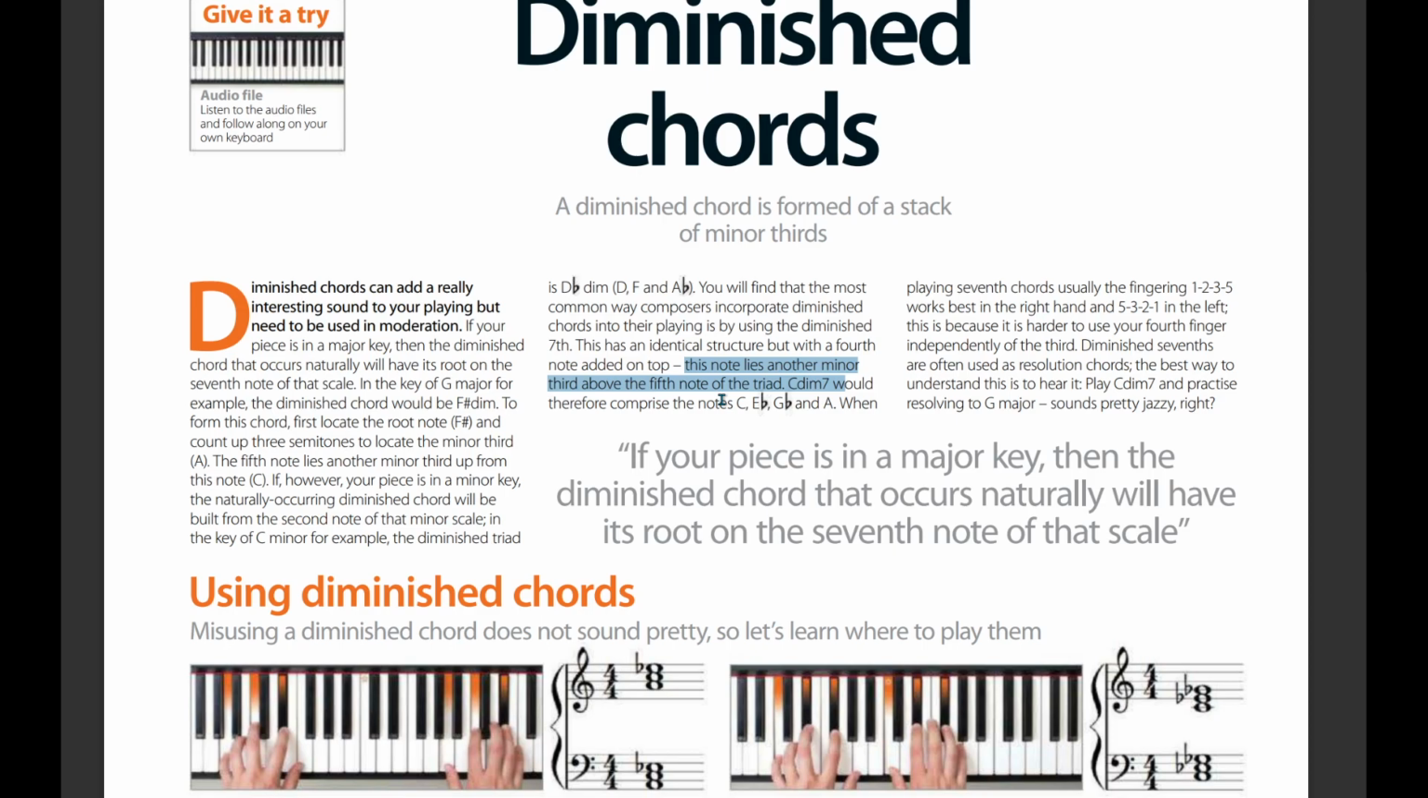For 7th chords, fingering 1, 2, 3, 5 works best in the right hand, and 5, 3, 2, 1 in the left, just because it is harder to use a 4th finger independently of the 3rd. Diminished 7ths are often used as resolution chords. The best way to understand this is to hear it. Play C dim 7 and practice resolving to G major. Sounds pretty jazzy, right?